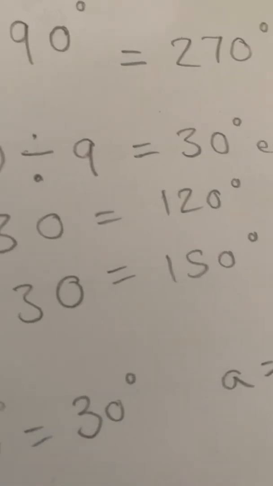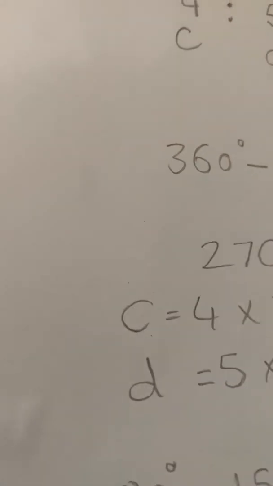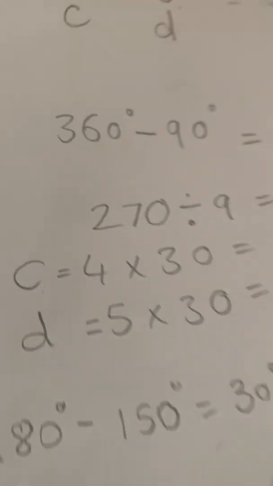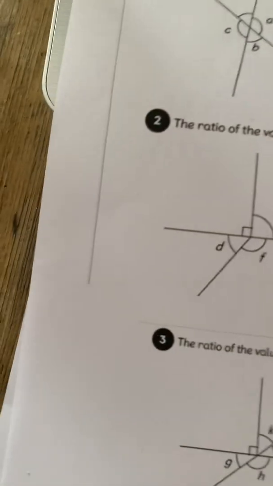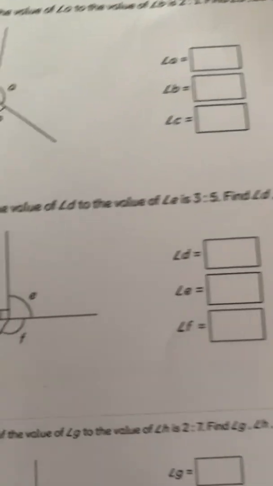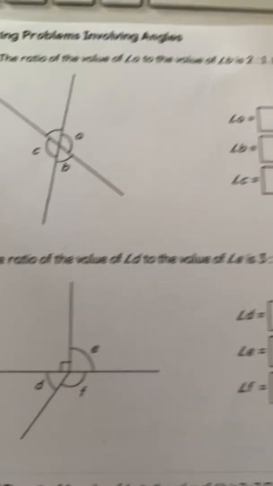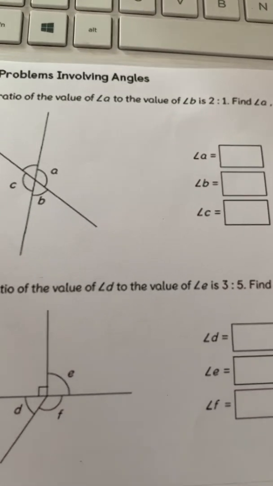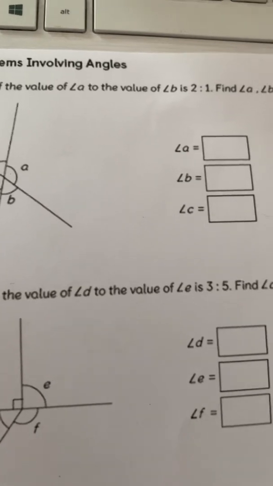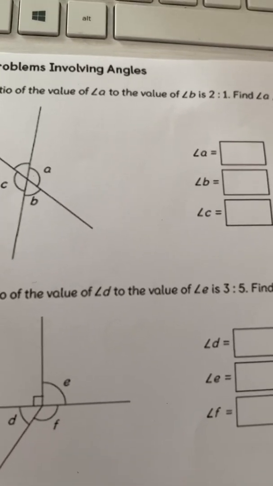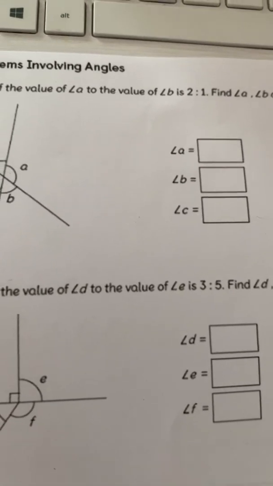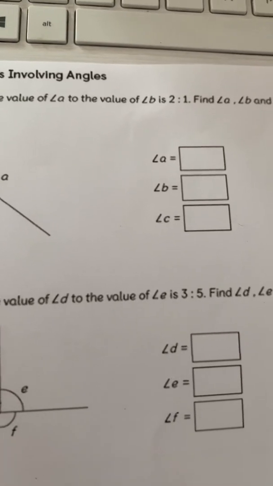Now, I'm only going to help out with the first one of our workbook, because hopefully now you're getting more of an idea of what you need to do. Okay, so let's have a look at this one that we've got here for us. Okay, so we have got the ratio of the value of angle A is 2 to 1. So we need to find all of these angles, A, B and C. So let's have a go at doing that now.